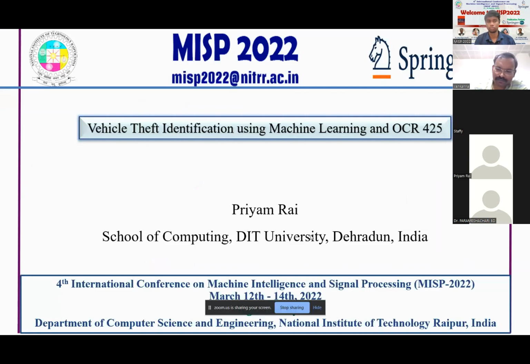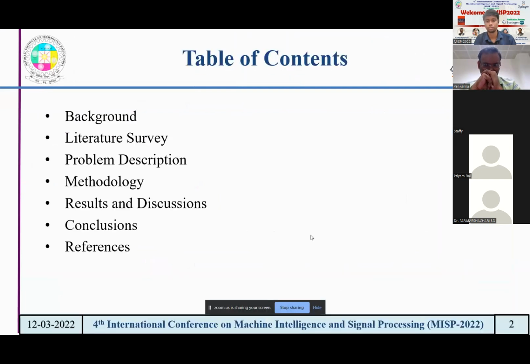So good afternoon, everyone. I'm Priyam, a graduation student from DIT University, Dehradun. We are going to talk about the research paper ID 425, vehicular theft identification using machine learning and optical character recognition. These are the things that we're going to talk about: the background, literature survey, description, methodology, results and discussion, conclusion, and references.